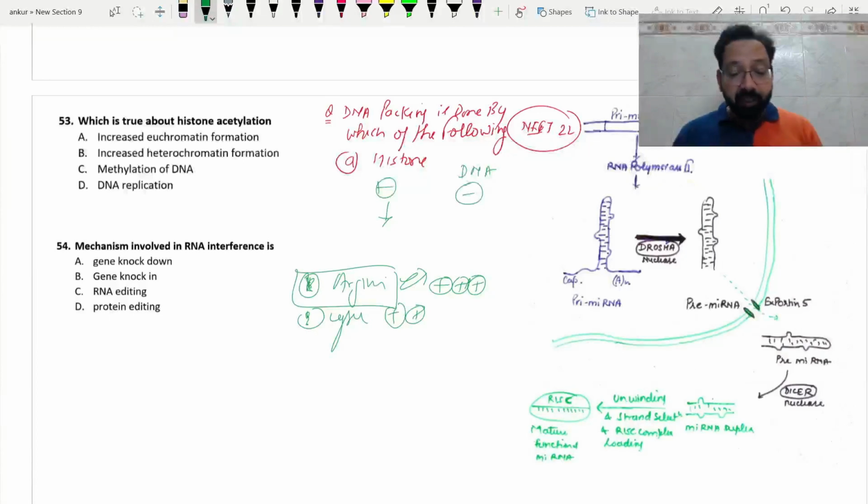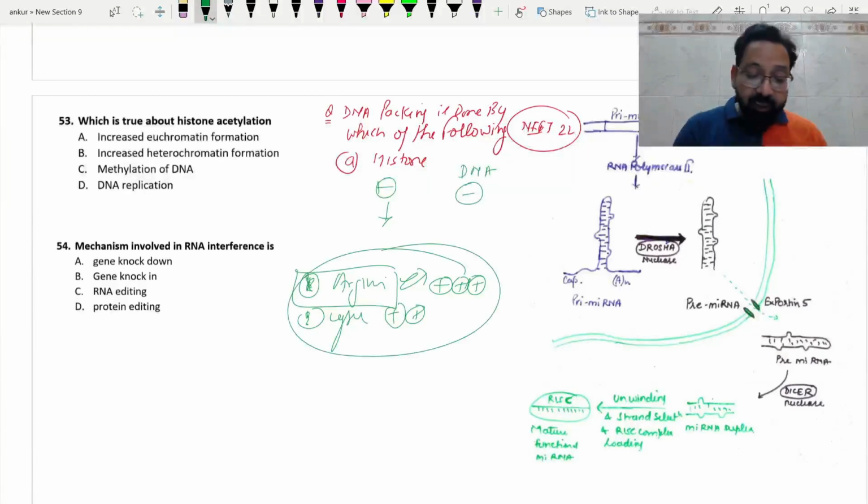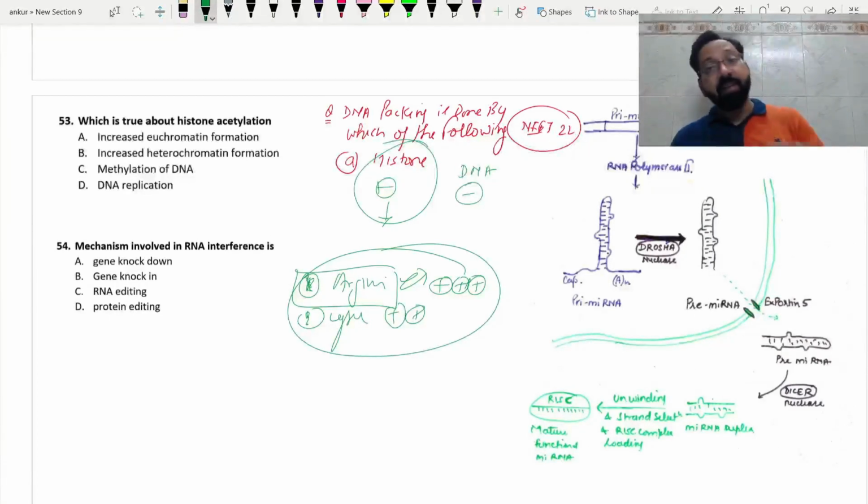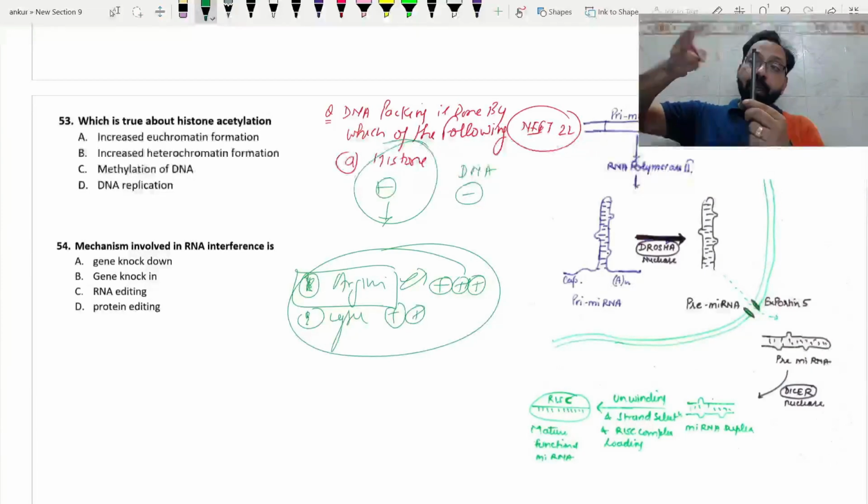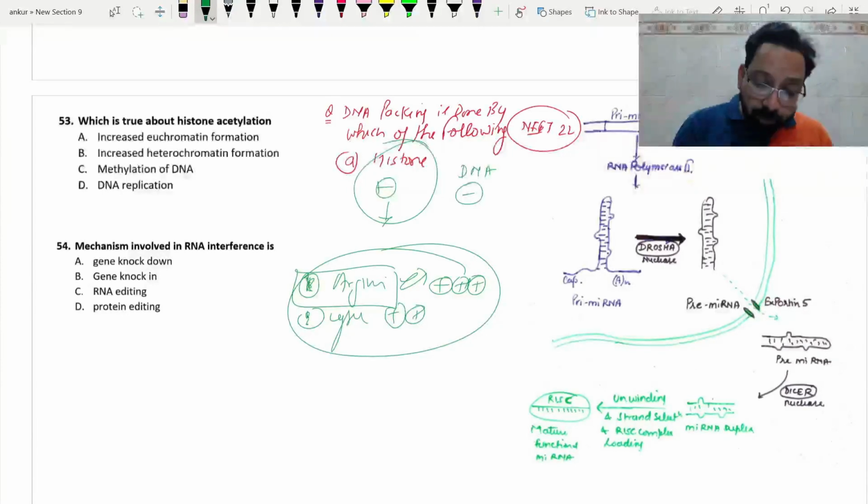Don't get confused by the name. Arginine and lysine have positive charge. Due to this arginine and lysine, histone proteins have positive charge. DNA has negative charge. Now look at me. Suppose this pen is histone protein, and my two fingers are double-stranded DNA. Double-stranded DNA has negative charge. Histone has positive charge. Due to opposite charge, it binds tightly. Okay, so histone protein DNA packing is done by which of the following?